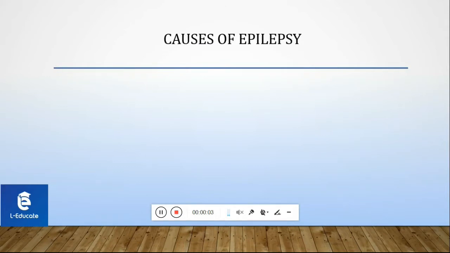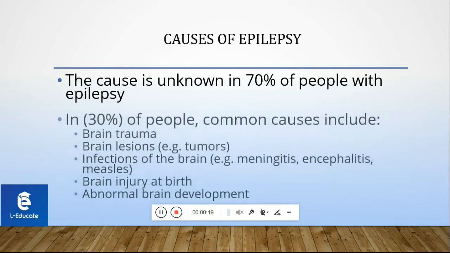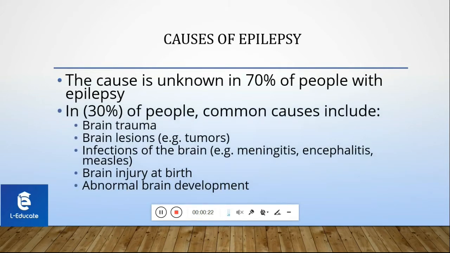Now, what are the causes of epilepsy? Yeah, you're right. We don't know. The cause is unknown in 70% of people with epilepsy. And in the other 30%, some of the common causes include injury to the brain, tumors in the brain, infection of the brain. It may be caused by meningitis, that is the bacterial infection of the brain. Encephalitis, measles encephalitis. Measles can be a cause of epilepsy.